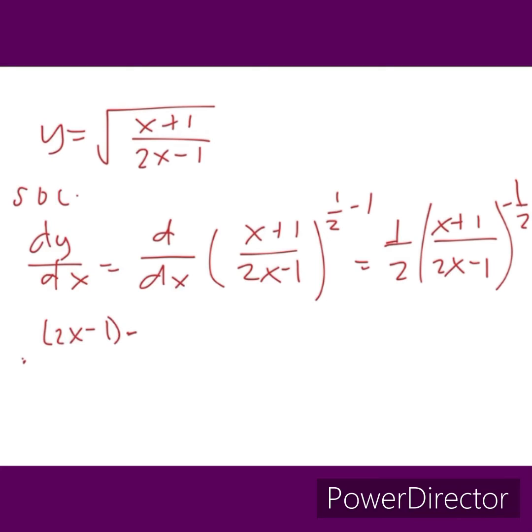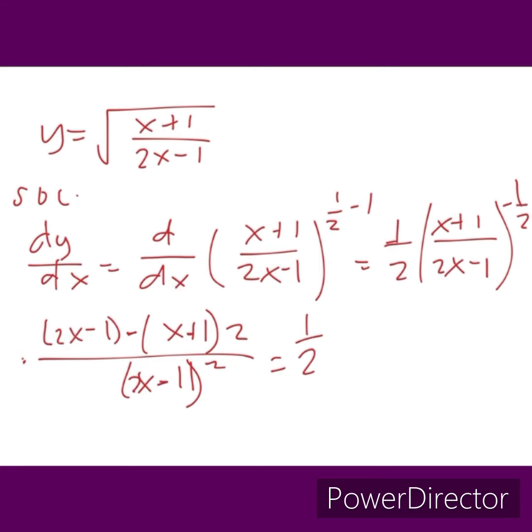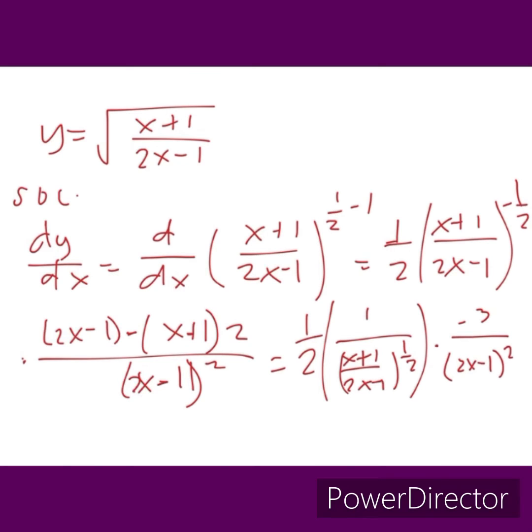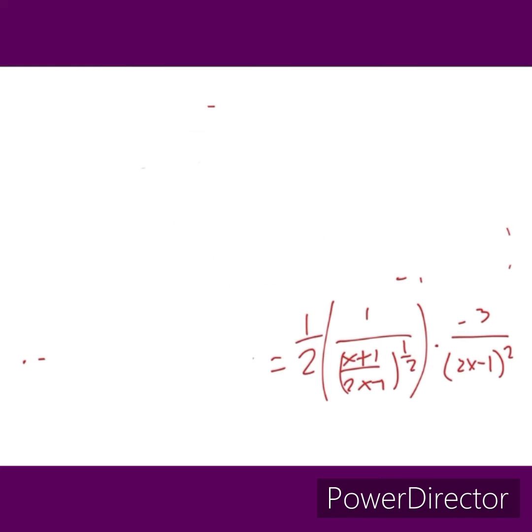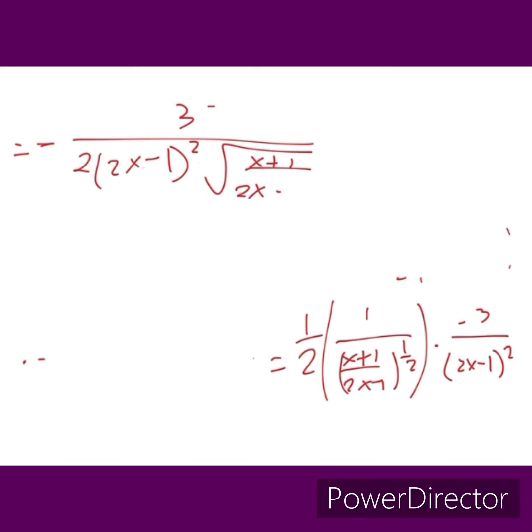times 2x minus 1 minus x plus 1 times 2 over 2x minus 1 squared, which is equal to 1 half times 1 over x plus 1 over 2x minus 1 raised to 1 half times negative 3 over 2x minus 1 squared, which is equal to negative 3 all over 2 times 2x minus 1 squared square root of x plus 1 over 2x minus 1.